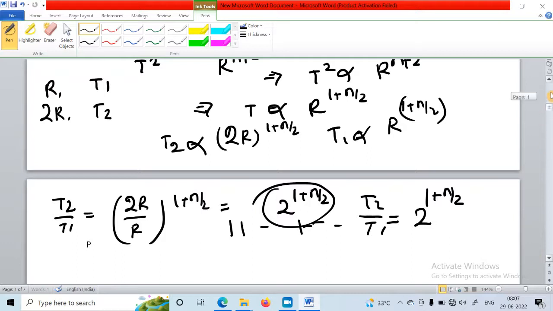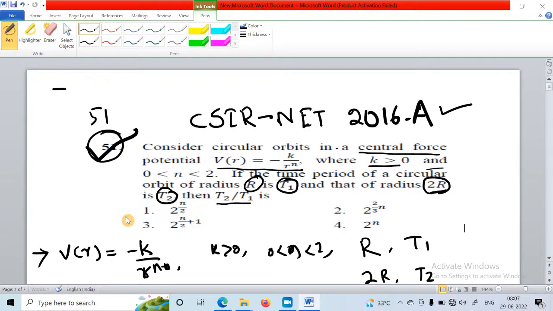Now go to the options, and here the third option is the correct option. This exactly matches our answer. So the third option is the correct option.